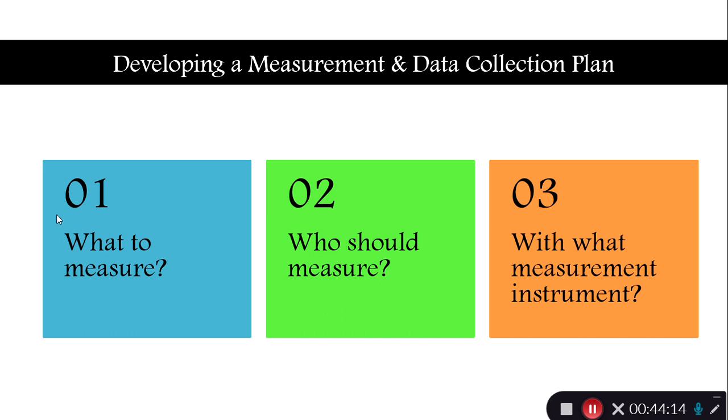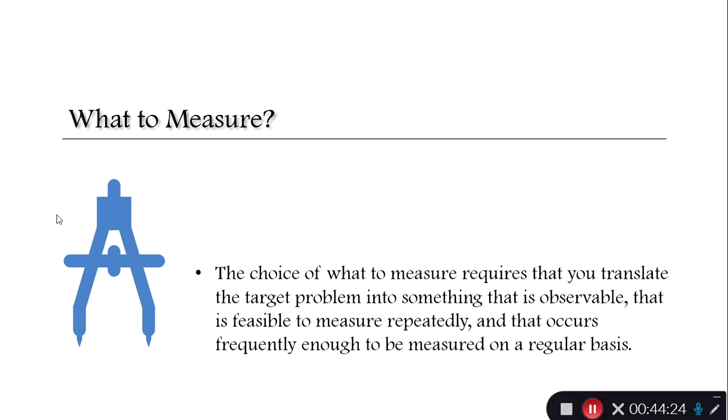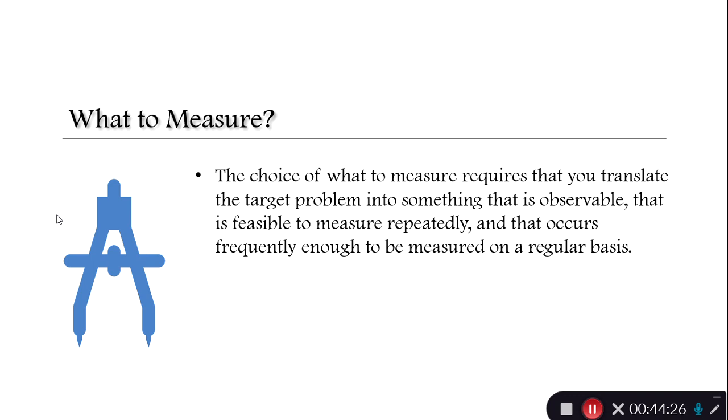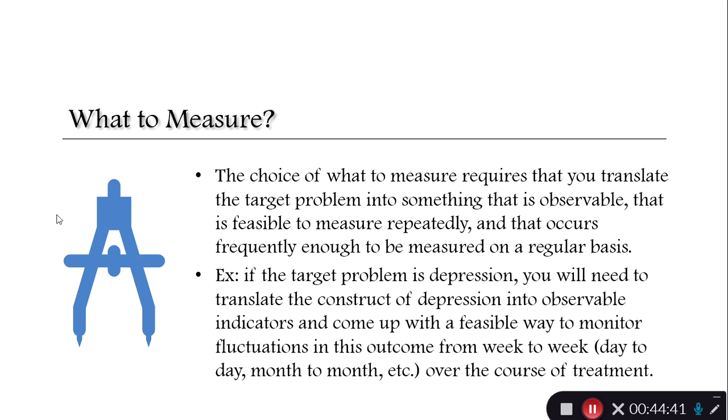There are 3 things that we need to think about with regard to developing a measurement and data collection plan, and these things are what to measure, who should measure, and with what measurement instrument. So in terms of what to measure, the choice of what to measure requires that you translate the target problem into something that is observable, that is feasible to measure repeatedly, keeping in mind that we're taking repeated measures, and that occurs frequently enough to be measured on a regular basis.